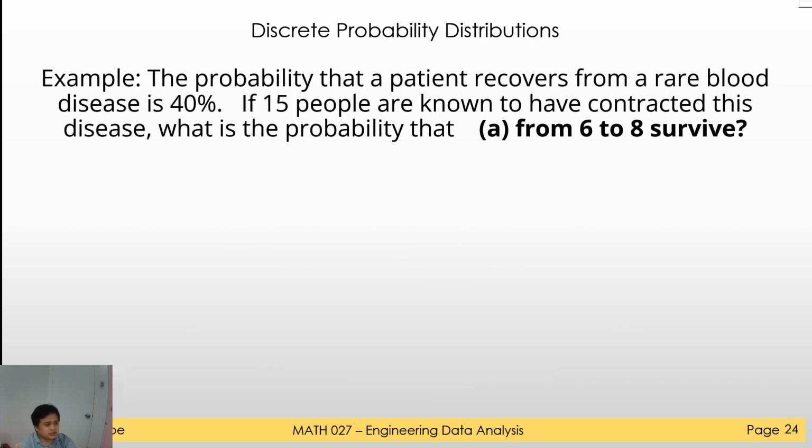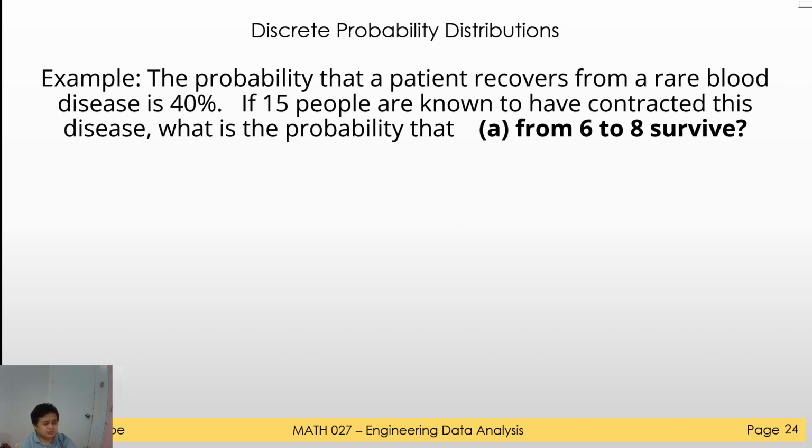Now, another scenario. The probability that a patient recovers from a rare blood disease is 40%. If 15 people are known to have contracted this disease, what is the probability that from 6 to 8 will survive? How do we do this now? Remembering the binomial probability distribution, we have 2 cases here. There is a 40% chance that the patient with this disease will recover, and 60% that they will not recover.